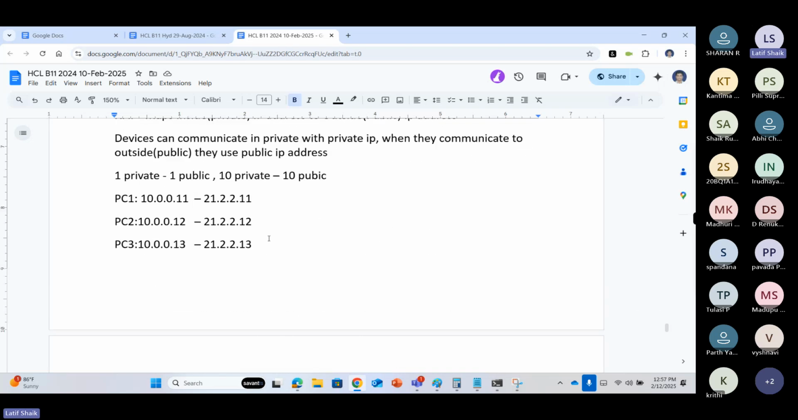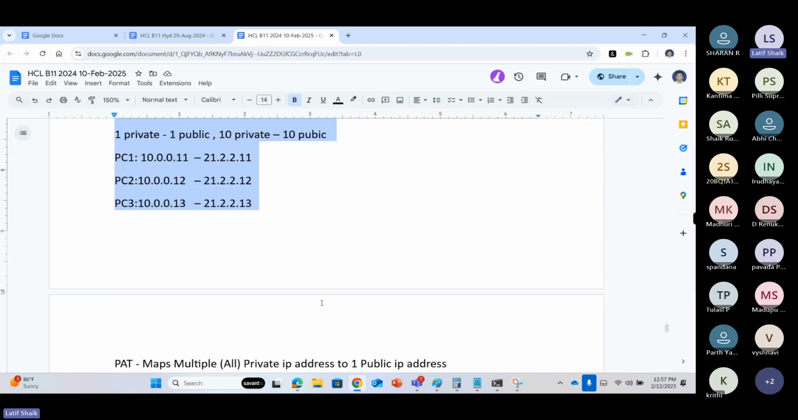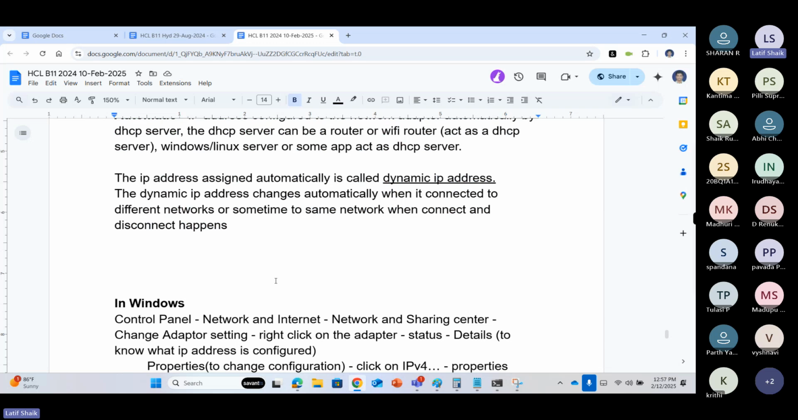I want to cover this part also: what is private IP and public IP, NAT and PAT, how to assign IP addresses.